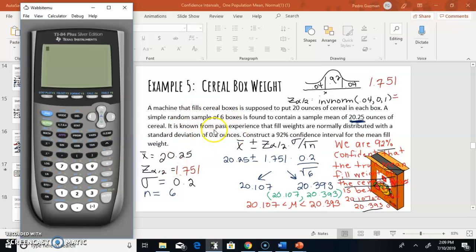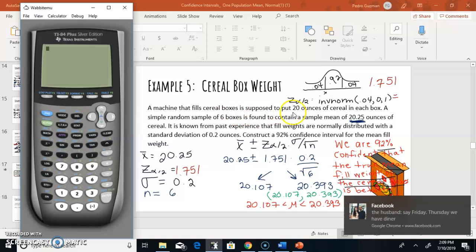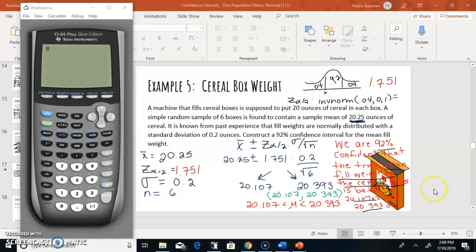Okay, here was example 5, the cereal box weight problem. The machine filled the boxes. It's supposed to be 20 ounces. So they took a sample of 6 boxes, found the sample mean was 20.25. They want us to construct a 92% confidence interval for the mean fill weight, and they do give us the population standard deviation. So we go to Stat, we arrow to Tests, and then we choose number 7, Z interval.